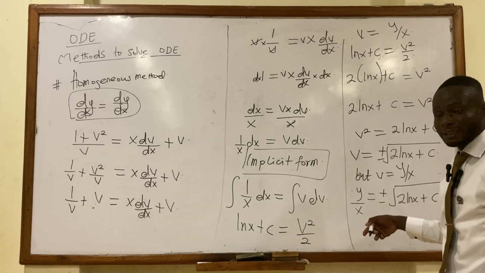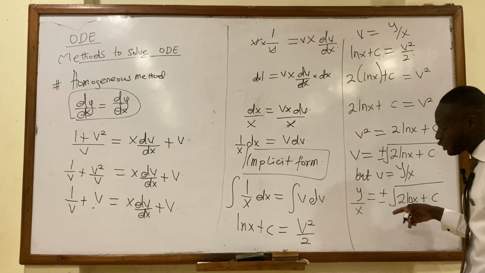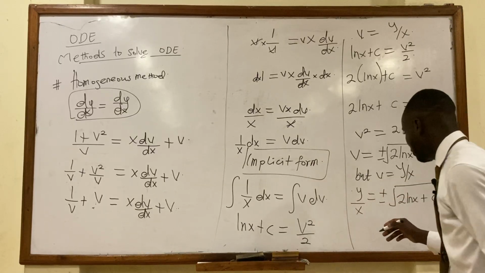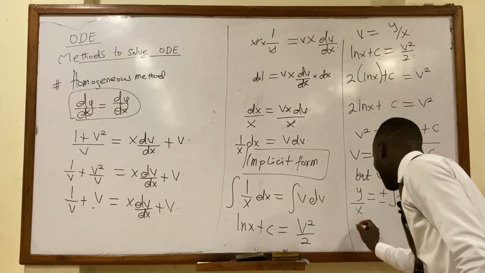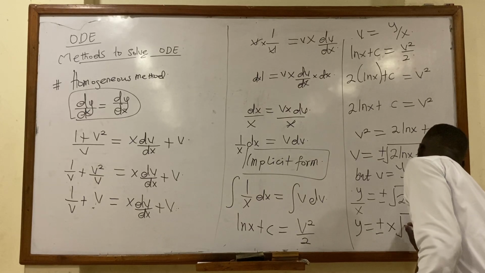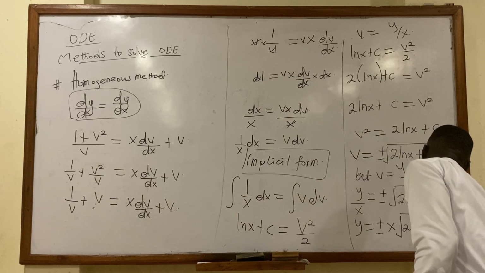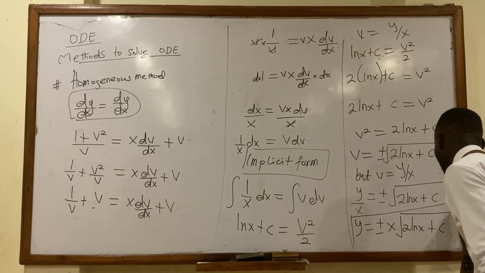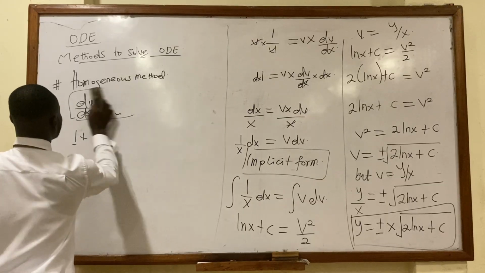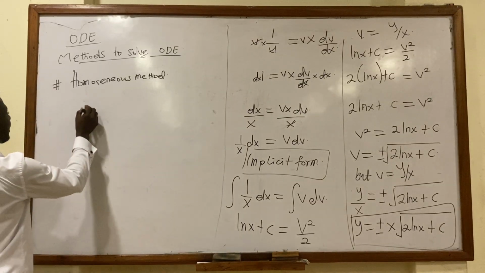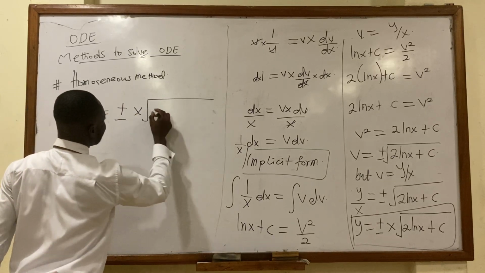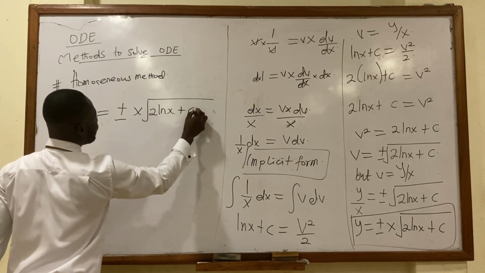What do we need? We need y. This is still in the implicit form. So we need y to be explicit, right? So what do we do? We multiply through by x. So we have y equals plus or minus x root of 2 ln x plus c. And this becomes our explicit form, right? Very, very simple. Let me write the final answer here. y equals plus or minus x square root of 2 ln x plus c.